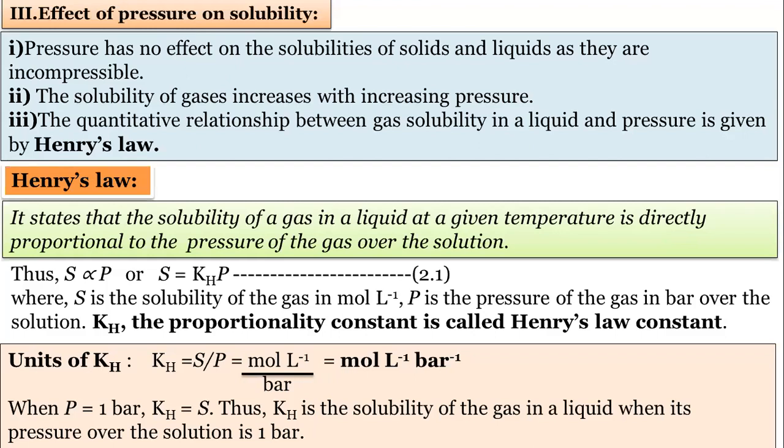This is given by the very famous scientist's Henry's law. So according to Henry's law, S is directly proportional to P; the solubility of the gas in liquid is directly proportional to the pressure. KH is Henry's law constant. So S is equal to KH times P. And the units are also very important. The unit of KH is equal to S divided by P. S is solubility, measured in moles per liter, and the pressure is in bar. So the unit will be moles per liter per bar. This is the unit of Henry's law constant.